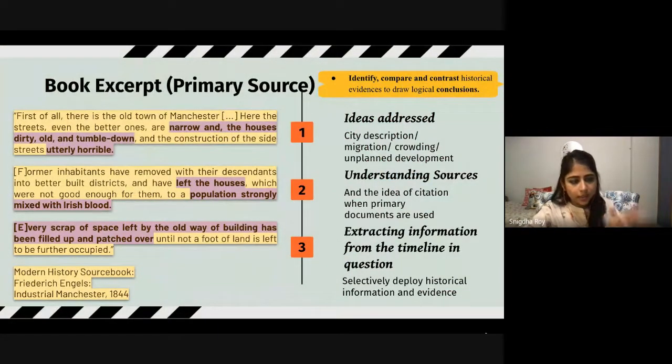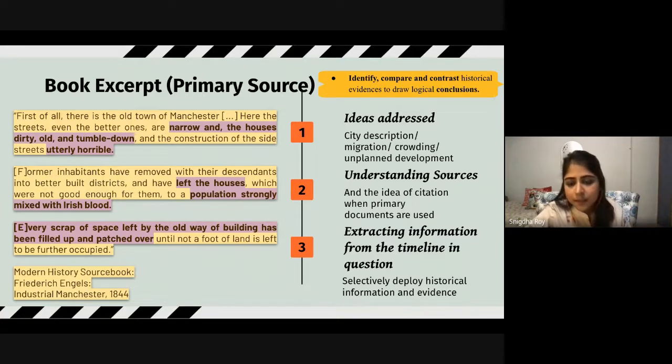Now, on this slide to the left, you see a short paragraph which describes a city. Pause a moment, look at the little things that are highlighted, such as narrow, houses are dirty, old, rundown, tumble down, utterly horrible, population strongly mixed with Irish blood. That includes a very vivid sort of a description. Now, this is an extract from a book titled Industrial Manchester by political theorist Frederick Engels. And of course, this text describes the city of Manchester during the peak of the Industrial Revolution, which would be the 1840s.